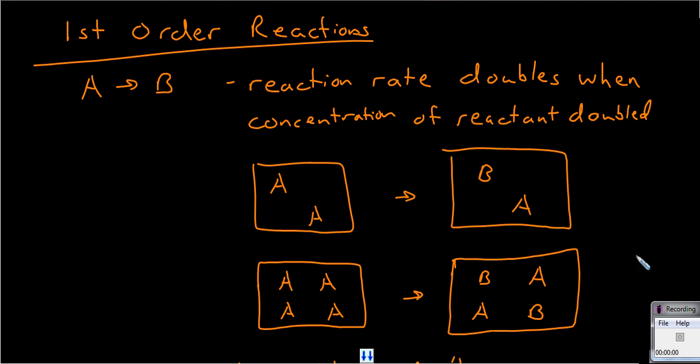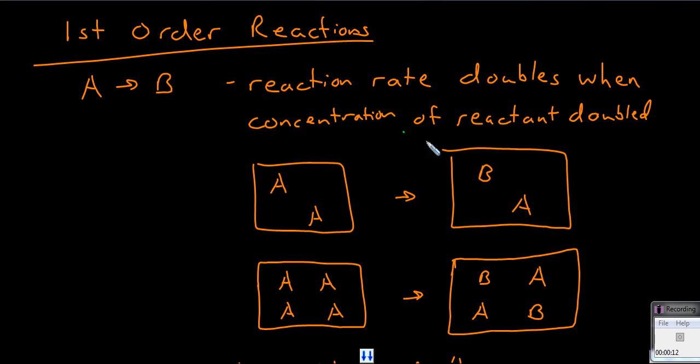Okay, let's talk quite a bit about first-order reactions. These are reactions that are defined as having a reaction rate double when the concentration of your reactant doubles, or it would triple if the concentration of the reactant were to triple, etc. There's a linear relationship between the concentration of your reactants and the rate of the reaction.